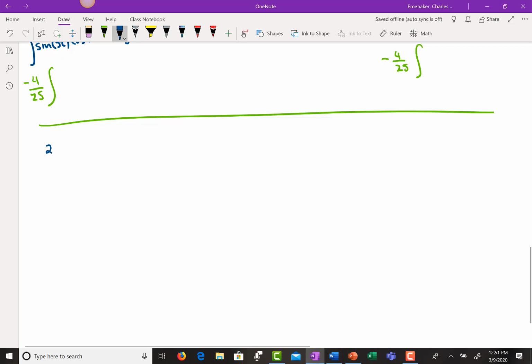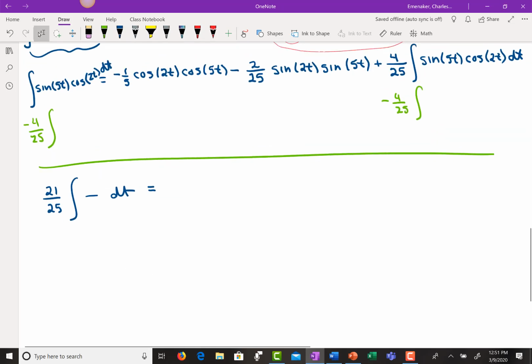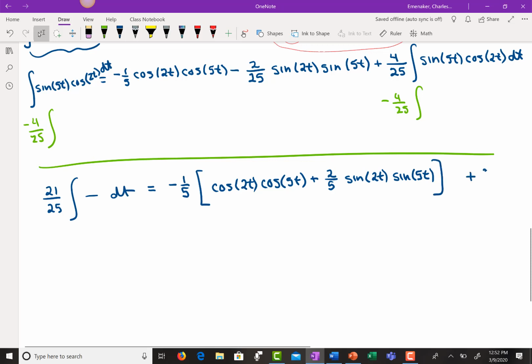And what that will give us is 21/25 the integral, and I'm just going to count that mess as that mess for right now so we don't have to recopy the whole thing, equals a negative 1/5. Now I'm going to factor it out: cosine of 2t cosine of 5t plus 2/5 sine of 2t sine of 5t plus c. We're almost done, aren't we?